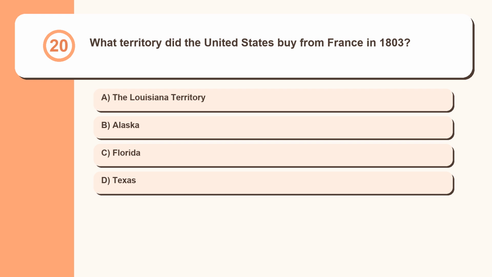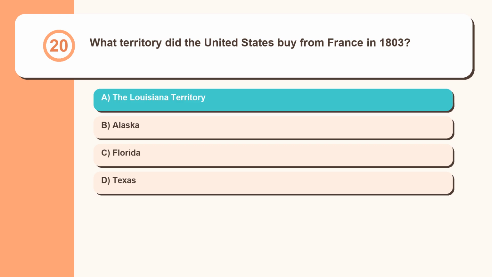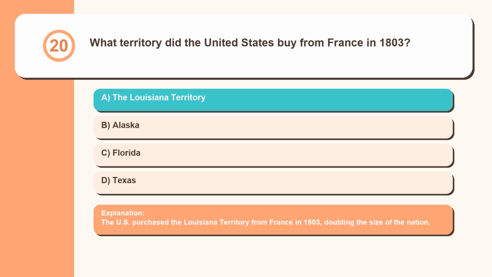Question 20. What territory did the United States buy from France in 1803? The Louisiana Territory, Alaska, Florida, Texas. The U.S. purchased the Louisiana Territory from France in 1803, doubling the size of the nation.